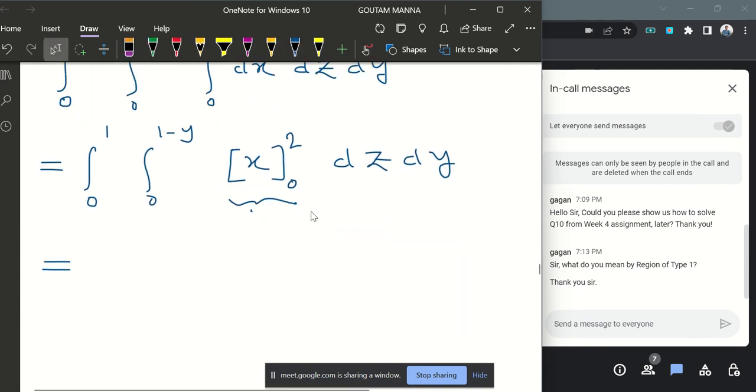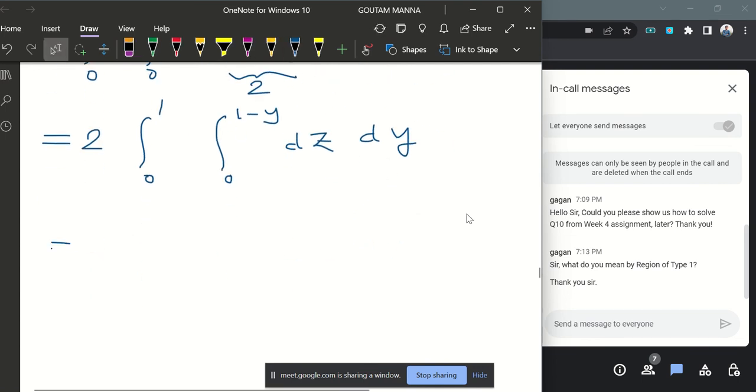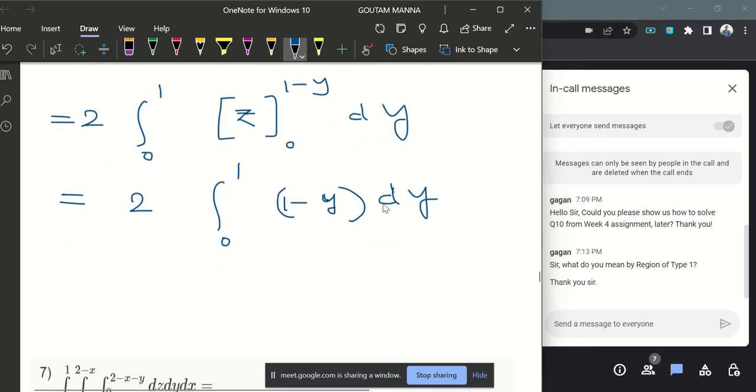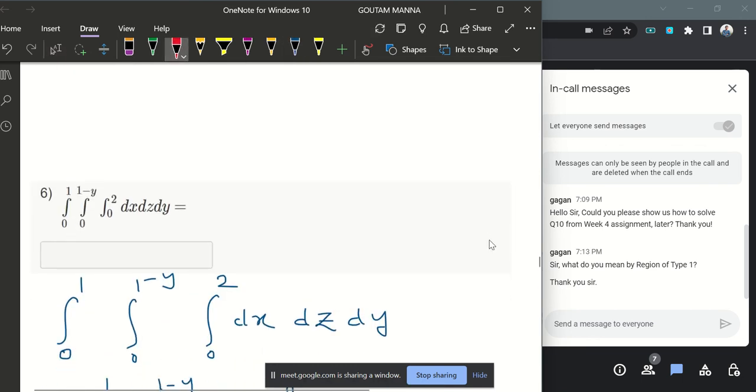So if you put the limit, it will be 2. You can put that 2 outside. So the integration will be from 0 to 1, 0 to 1 minus y, dz dy. Now if you do the z integration, it will be z with lower limit 0, upper limit 1 minus y. So 2 integration from 0 to 1, and if you put the limit, it will be 1 minus y dy, which will be 2 times y minus y square by 2. If we put the limit, it will be 2 times 1 minus half, which is 2 times half, equals to 1. So the value of this integration will be 1.